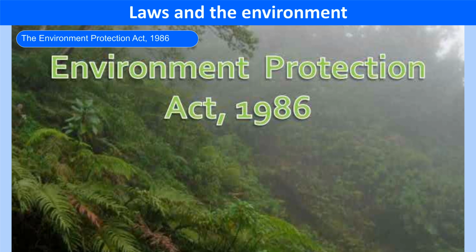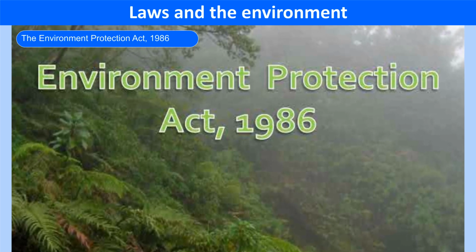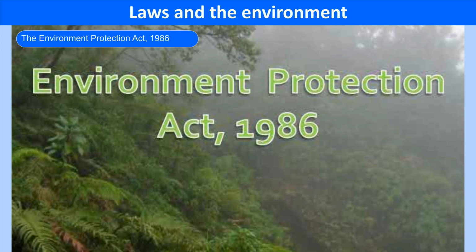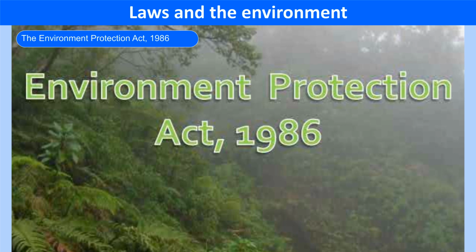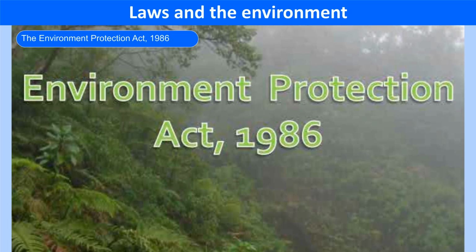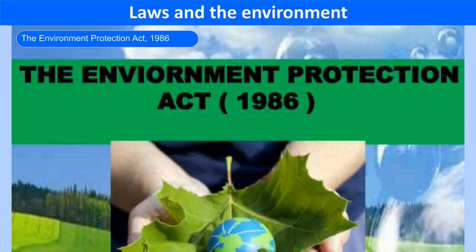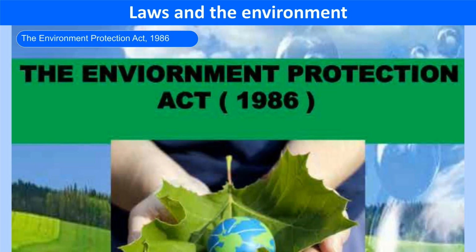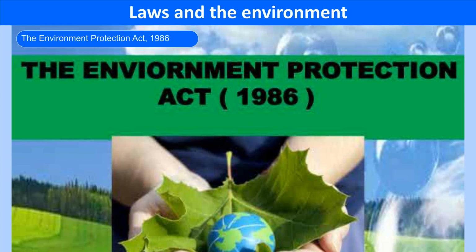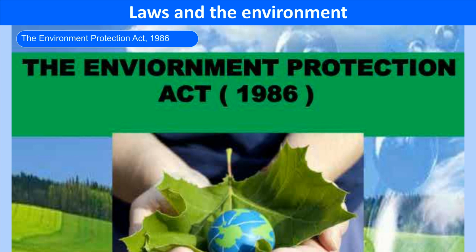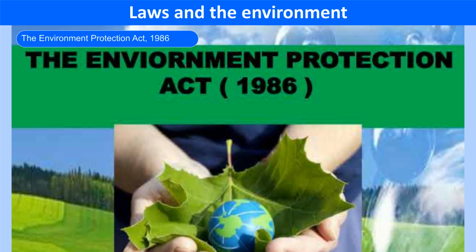The Environment Protection Act 1986. The EPA, Environment Protection Act 1986, came into force soon after the Bhopal gas tragedy. The Act empowers the central government to undertake all the measures necessary for protecting and improving the quality of the environment and preventing, controlling and reducing environmental pollution. The central government is also authorized to make rules for carrying out the purposes of this Act.